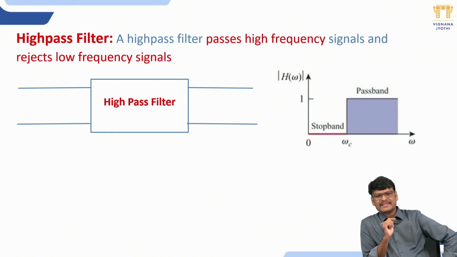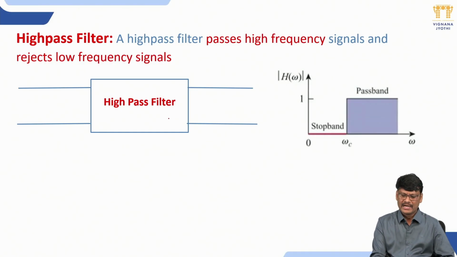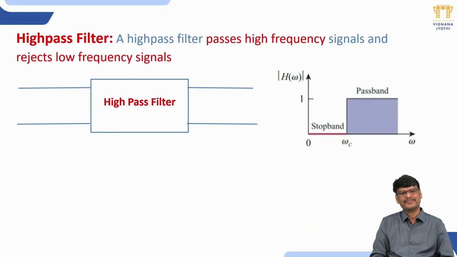A high pass filter passes high frequency signals and rejects low frequency signals. This operation is completely opposite to a low pass filter. A low pass filter allows or passes the low frequency signal and rejects or attenuates the high frequency signal. But a high pass filter passes the high frequency signal and stops or rejects the low frequency signal. So this operation is completely opposite to a low pass filter.